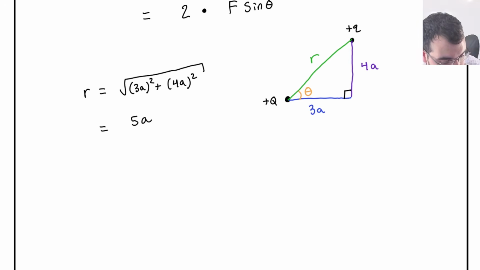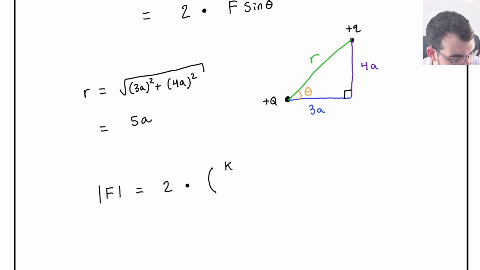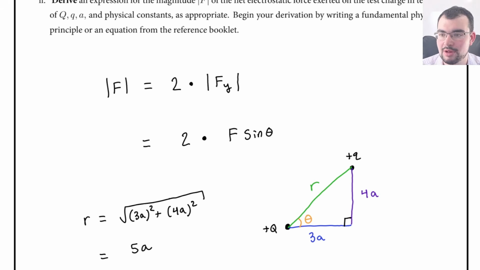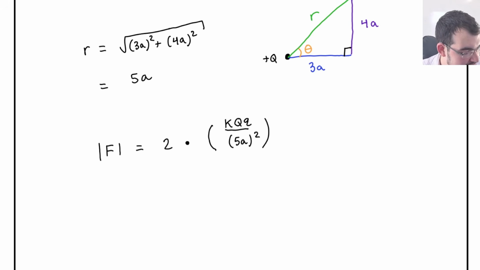So then we can just apply Coulomb's law, because we said F is equal to 2 times F sine theta, where F between the two charges would be kQQ divided by r squared. And then we're multiplying by this sine theta component to get the y. And what is sine theta? Well, sine theta is defined as opposite over hypotenuse, where the opposite is 4a and the hypotenuse is 5a.